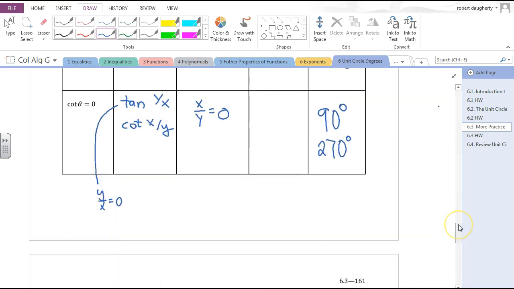So in this one, some people started finding out where the tangent was 0 and then said, oh, let's take the reciprocal of that. Well, that's undefined, okay? So you had to start with the definition of cotangent here to get an answer to this guy.